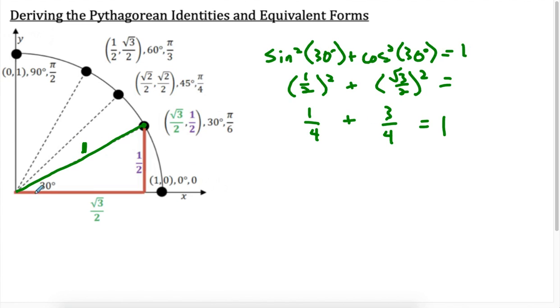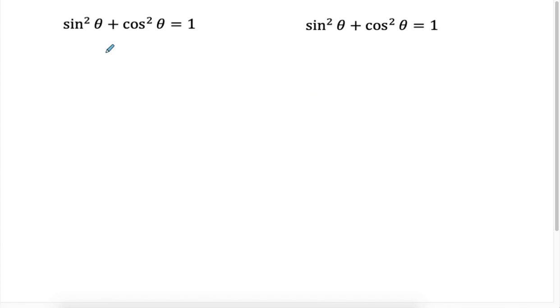That would be true no matter what angle we chose. If we did our 45-degree angle here and did sine squared of 45 plus cosine squared of 45, we would end up with 2 over 4 plus 2 over 4, and that would get us 1. That ends up being true for every single angle on the unit circle. If I square the sine value, square the cosine value, and add those together, that will always equal 1. So think about that as the main Pythagorean identity.